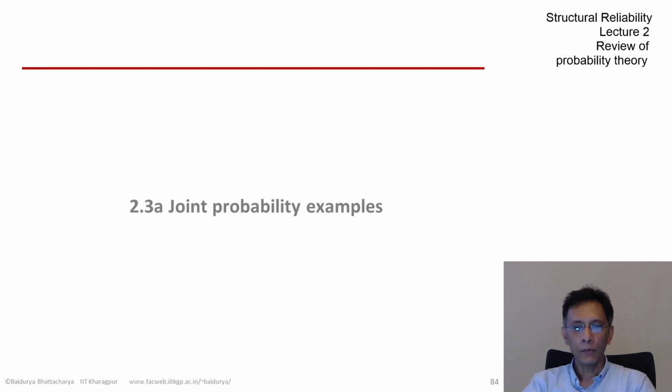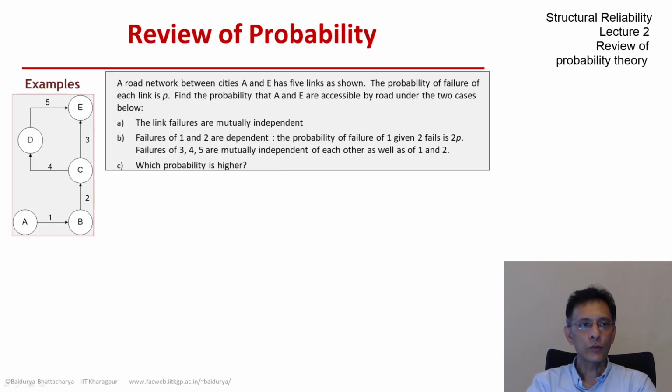Let's solve some problems involving joint probabilities. The first one we'll look at is a transportation network. There are 5 links or 5 roads between cities A and E, and we want to know the probability that the traveler will be able to successfully travel from A to E.